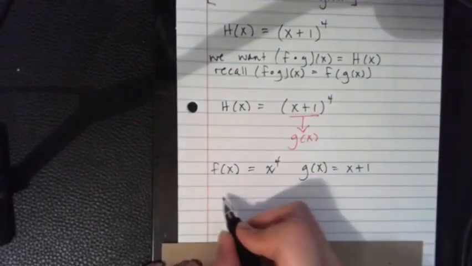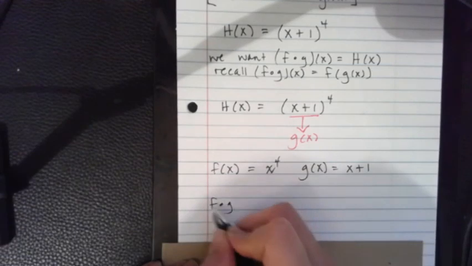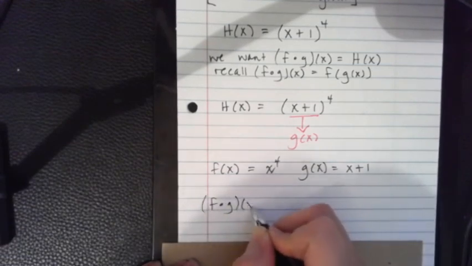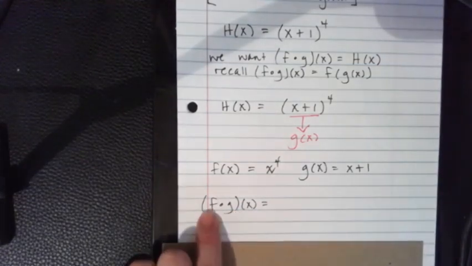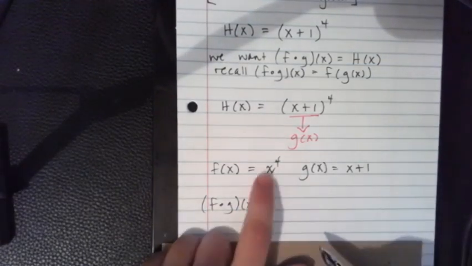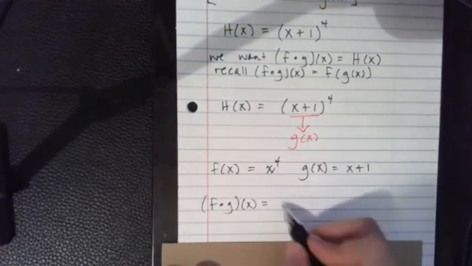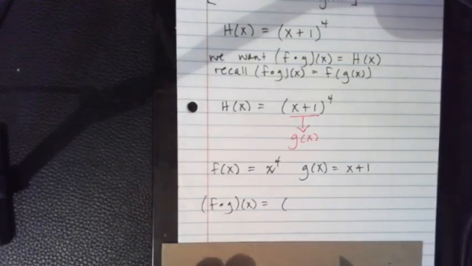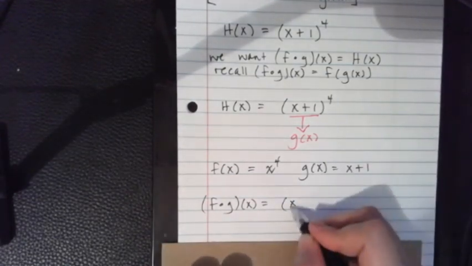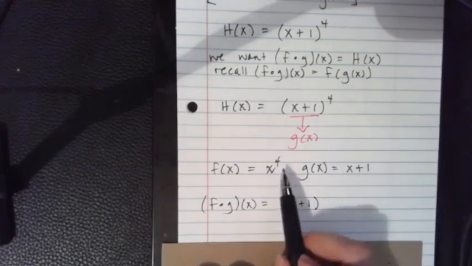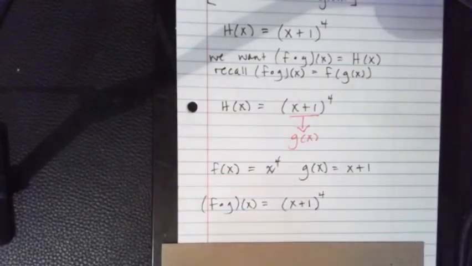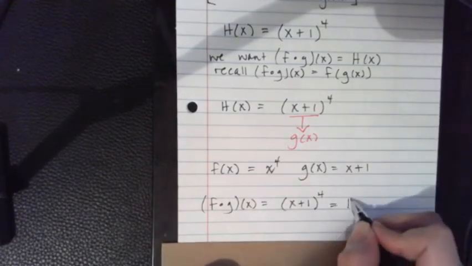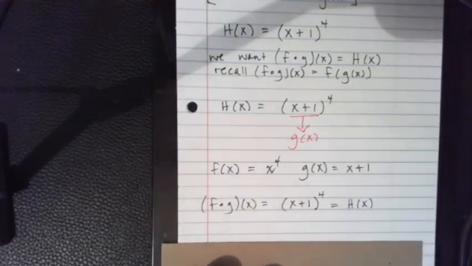And then you can find the composite function to check yourself. Okay, so if I'm going to take g and plug it inside of f, looking at f, I've got an x, and for that I need to plug in g, x plus 1, and then I have the 4th power, so I still need the 4th power, and that is certainly equal to h of x.